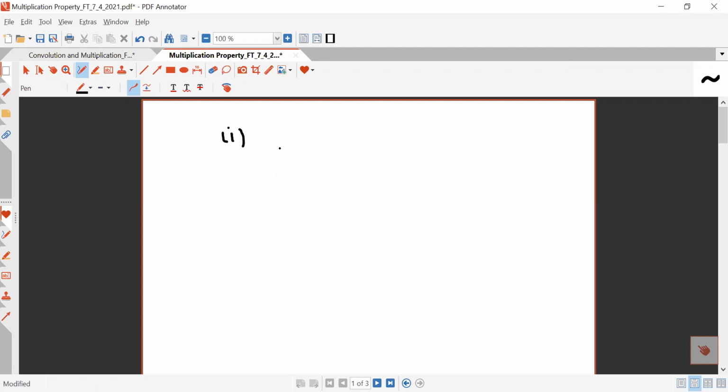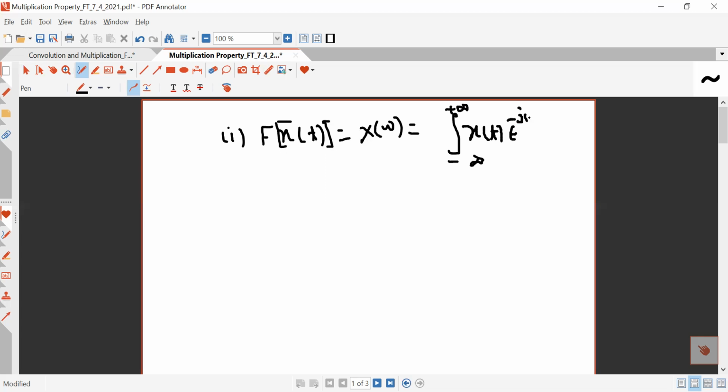First, the Fourier transform of any signal xt, which will be a function of omega. You can write the Fourier transform of any signal xt equal to the integral from minus infinity to plus infinity of xt e to the power minus j omega t dt.